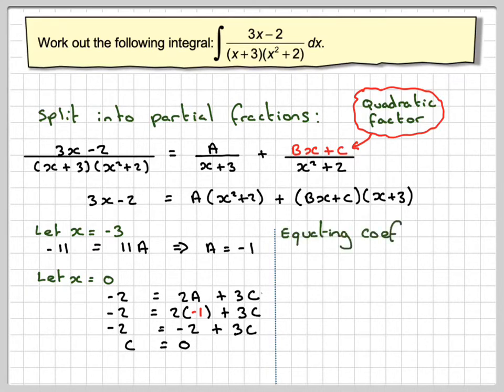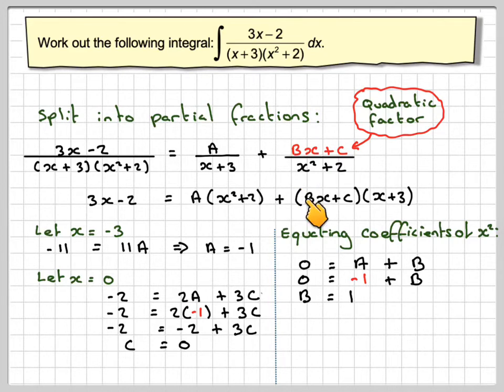So now equating coefficients of x squared. Well, there is no x squared term on this side, so that's 0. Here we get Ax squared, and here we're going to get Bx squared. We've already got the value of A, so we've got 0 is equal to -1 + B, therefore B is equal to 1. Right, putting these values back into this, possibly swapping these two over because A is negative.